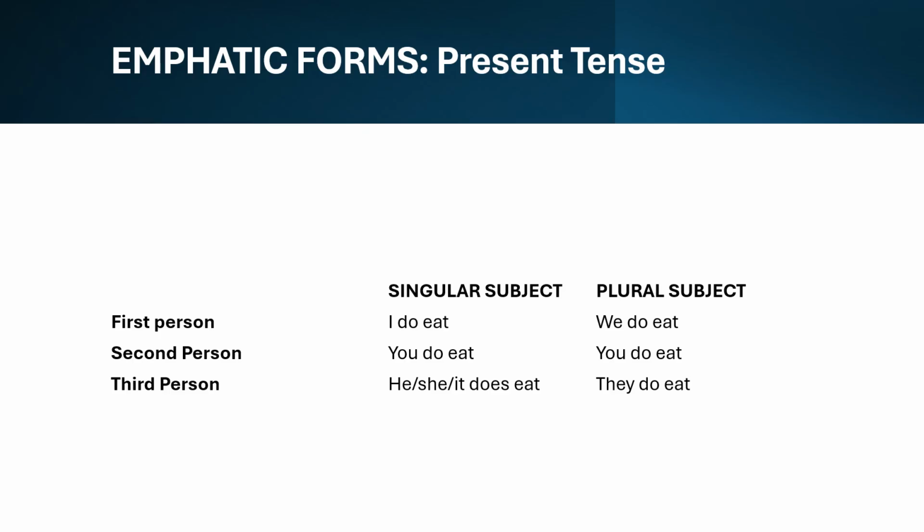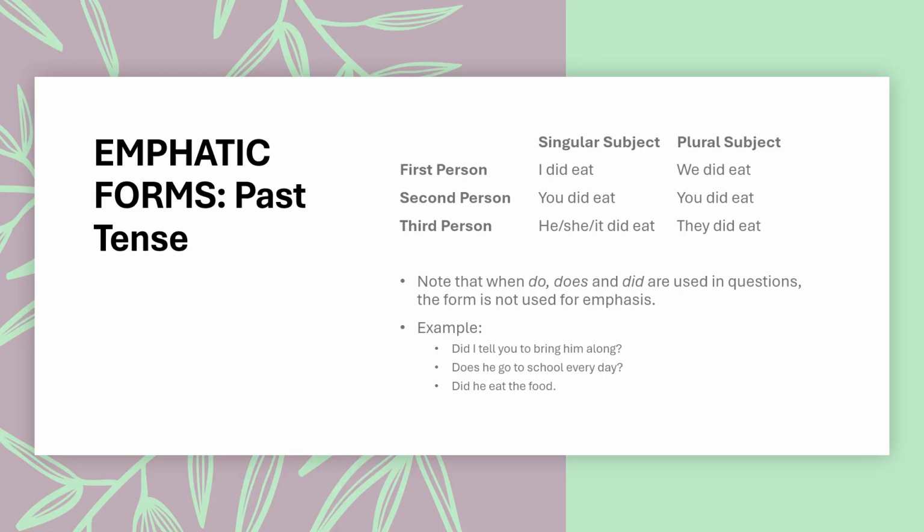Then let's look at the emphatic form, the present tense. So first person, I do it, we do it, for the singular and the plural subject. Second person, you do it, of course, both the plural and the singular. Then you have the third person. So in this case, he or she or it does it, and then they do it. Of course, if you are familiar with the persons of our pronouns, then this will be clear to us.